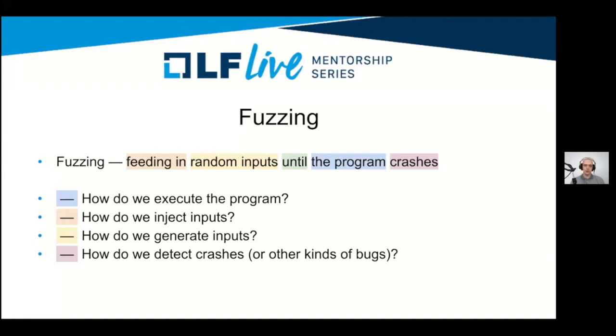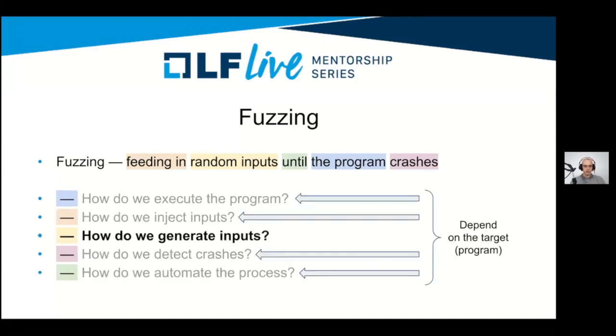So in this case, we want to be able to somehow detect bugs better than just relying on the application crashing. And finally, ideally, we want to automate the process, so we don't have to run the inputs manually, run the program manually. Most of the answers to these questions will depend on what kind of target you have, what kind of program you're fuzzing. But there's one that has some common theory behind it, and I want to start with that.